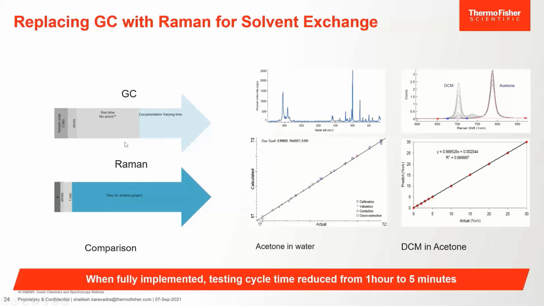If we look at the comparison of the time between GC and Raman, Raman is very fast. There are fewer errors compared to the GC. There is hardly any sample preparation time. So of course you have spare time for doing another project or running other analyses concurrently on a Raman during the time when GC is busy, for example. When fully implemented, testing cycle time reduces from 1 hour to 5 minutes for this test.